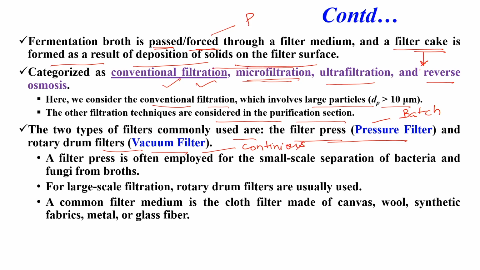So, a filter press is often employed at a small scale for the separation of bacteria and fungi or any other solid particles, and for the large scale filtration, rotary drum filters are usually applied. A common filter medium is cloth filter. It can be made of canvas, wool or synthetic fabric, even metal or glass fiber. So, it is simply a filter medium for the separation of solid and liquid.